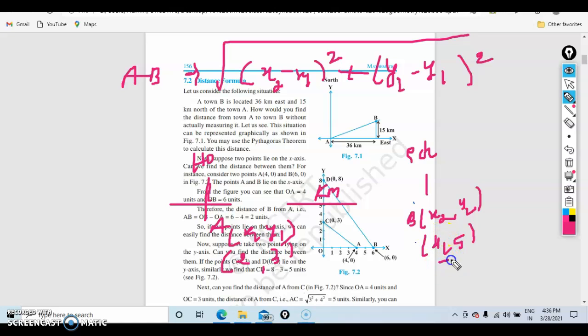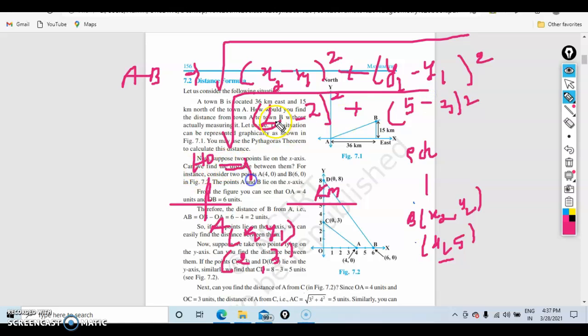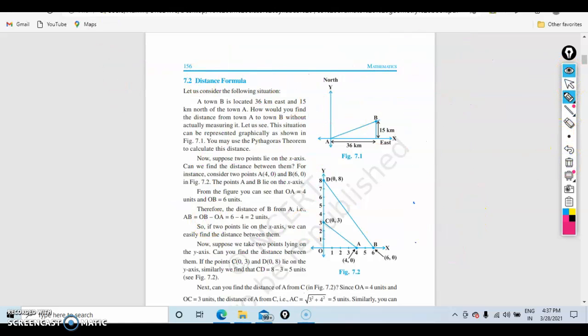Here x2 will be 4, minus x1 which is 2: (4 minus 2) whole square, plus y2 which is 5, minus y1 which is 3: (5 minus 3) whole square. So 2 square is 4, plus 5 minus 3 is 2, and 2 whole square is 4. So what is the answer? Root 8 is the answer between these 2 points. Okay. So next, I think you understand the distance formula.